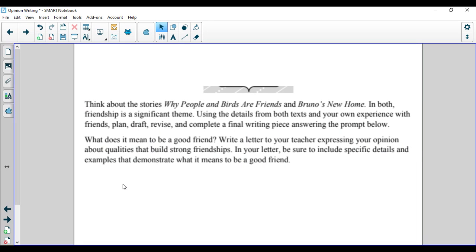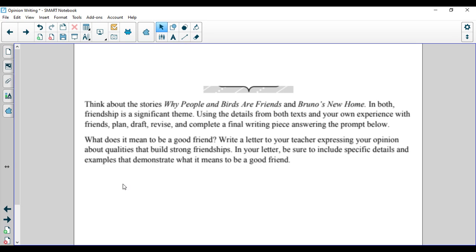It says, think about the stories "Why People and Birds Are Friends" and "Bruno's New Home." In both, friendship is a significant theme. Using details from both texts and your own experience with friends, plan, draft, revise, and complete a final writing piece answering the following prompt. What does it mean to be a good friend?